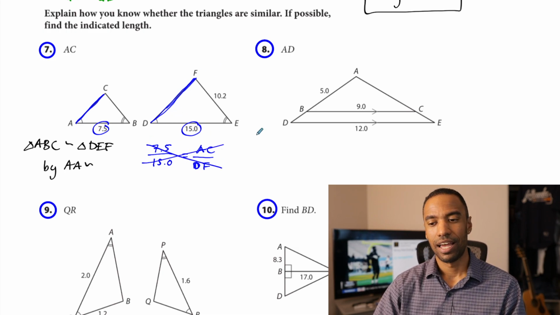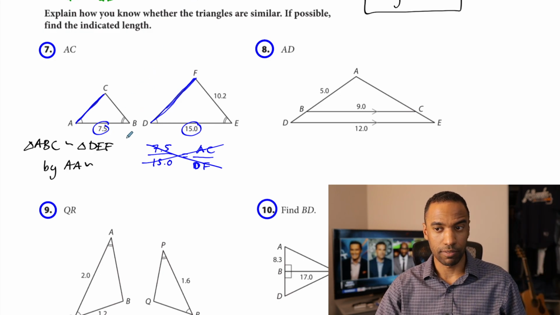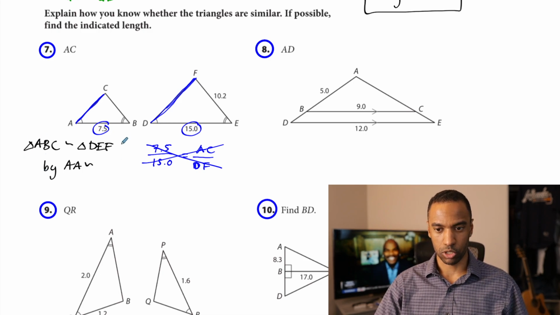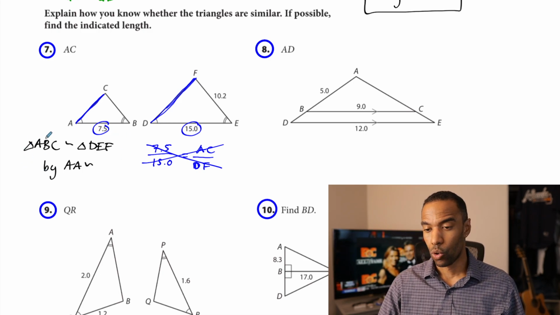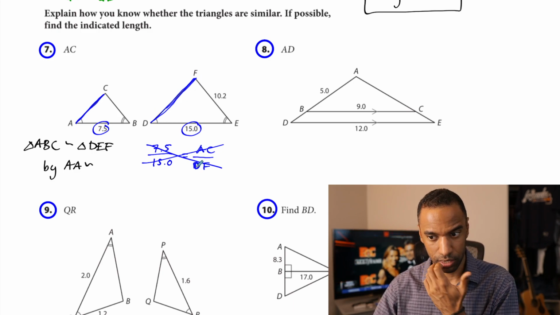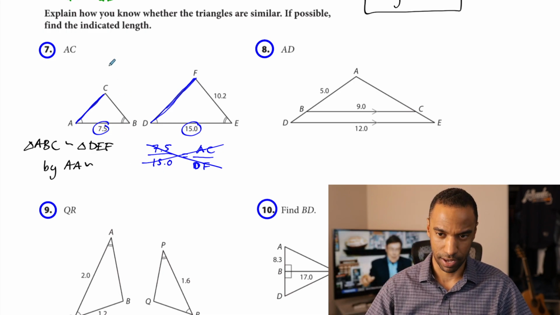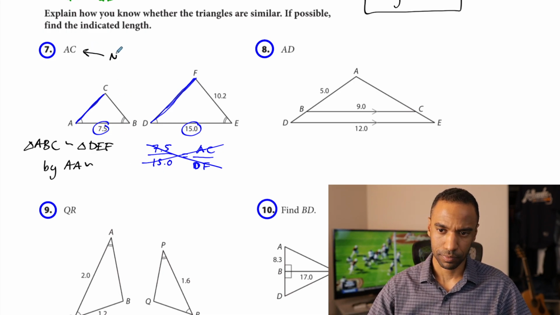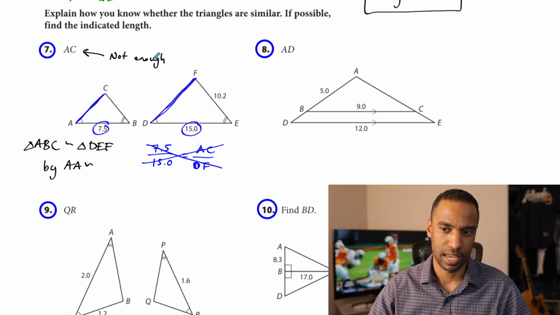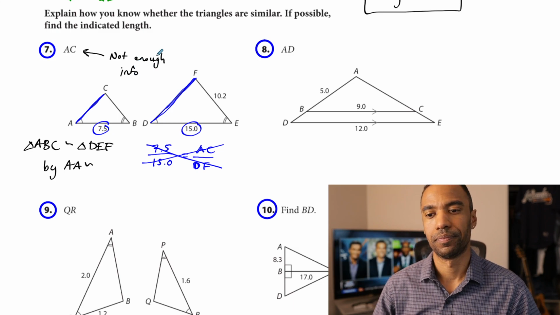I can't figure it out, and it's not the fault of this being similar triangles. They are similar. We just don't have info on DF to be able to set up the proportion that we want to cross multiply and solve. Not enough info to find AC. We need a length for DF to do that, despite the fact that the triangles are similar.